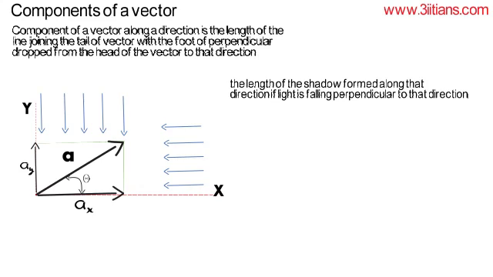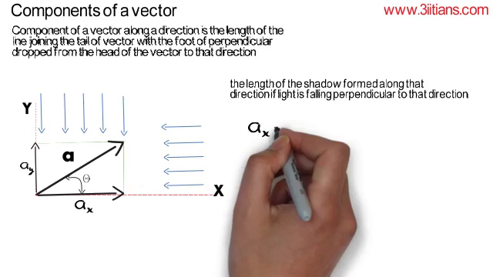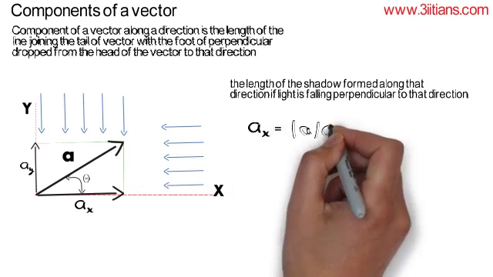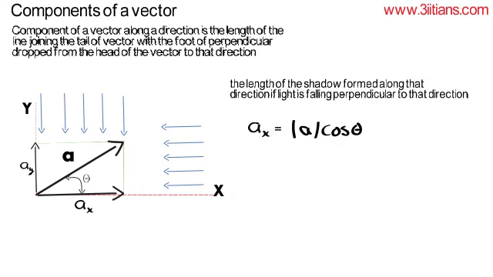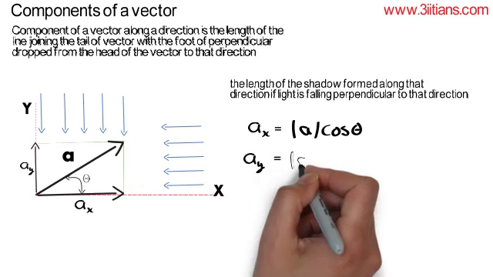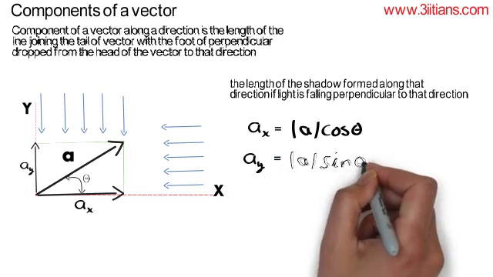We can very easily say from the geometry of this figure that AX will be equal to modulus of A into cos theta, where theta is the angle between the A vector and the x-axis. Similarly, AY, the component of the vector along the y direction, will be equal to modulus of A into sin theta.